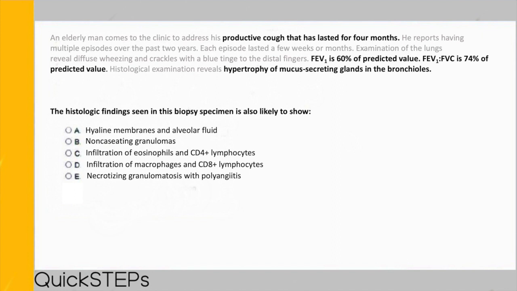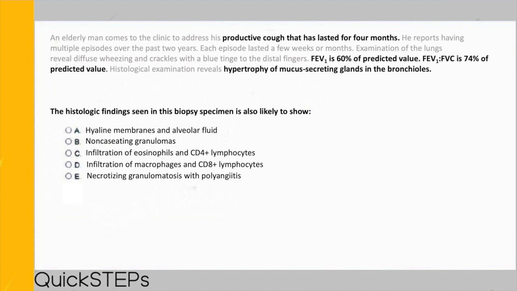Choice A, where do we see hyaline membranes and alveolar fluid? That's a hallmark feature of acute respiratory distress syndrome, also known as ARDS. And ARDS doesn't present with this, so it can't be answer choice A.